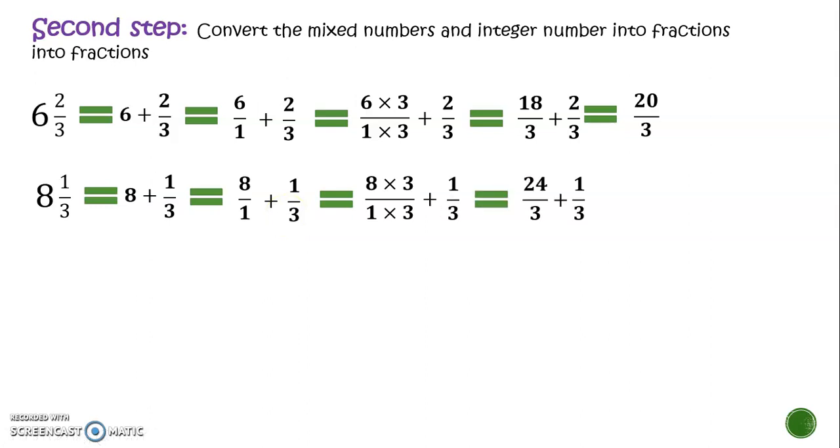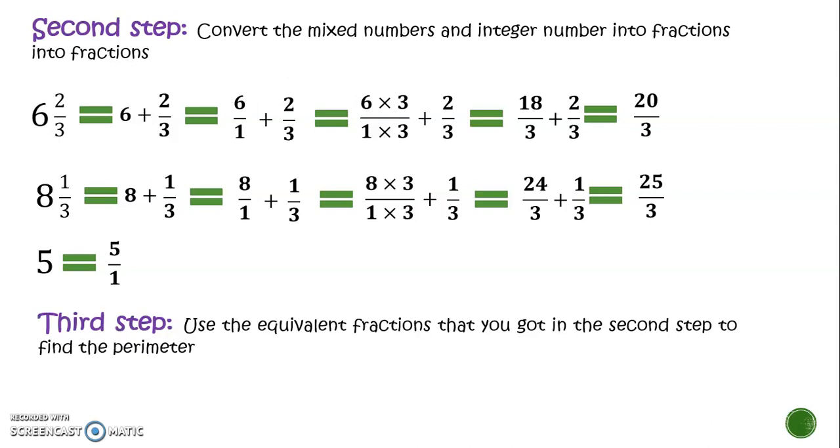We amplify the first fraction, that is 8 times 3, that is 24, and 1 times 3, that is 3, plus 1/3. And this is going to be 25 over 3. And then we're going to convert our integer or whole number into a fraction. So here we have 5, which is the same as 5 over 1.